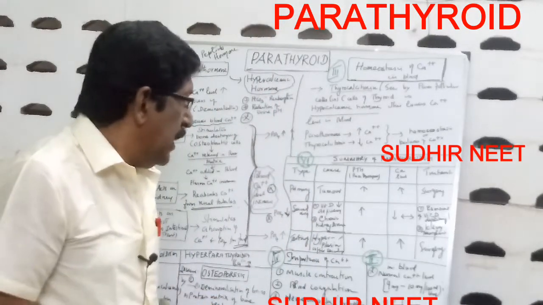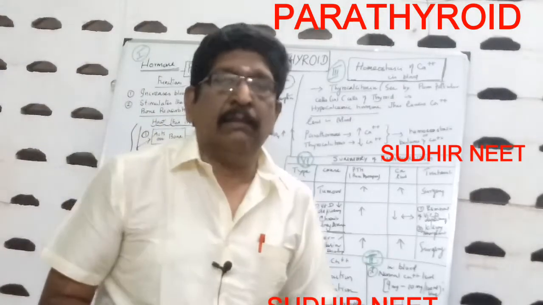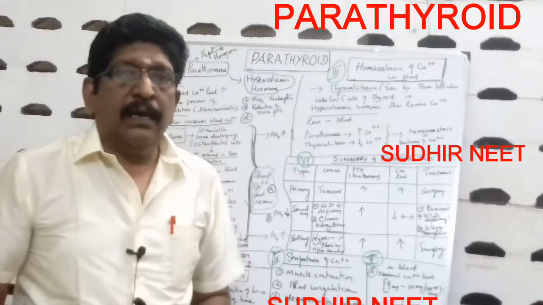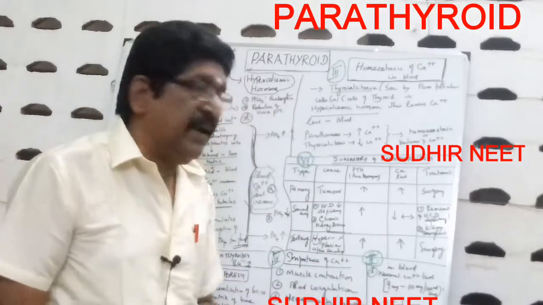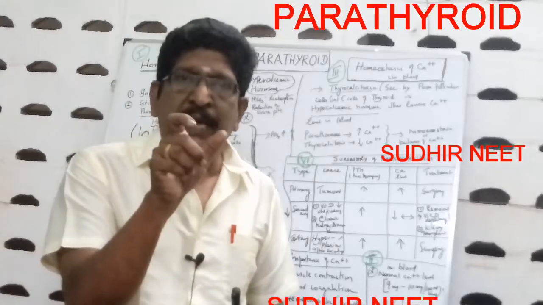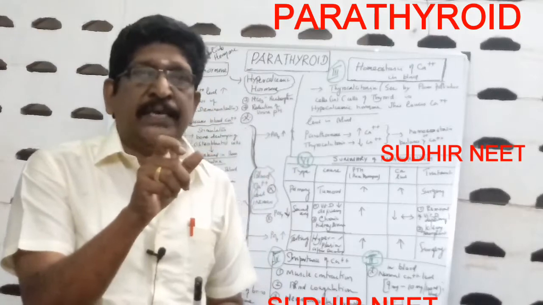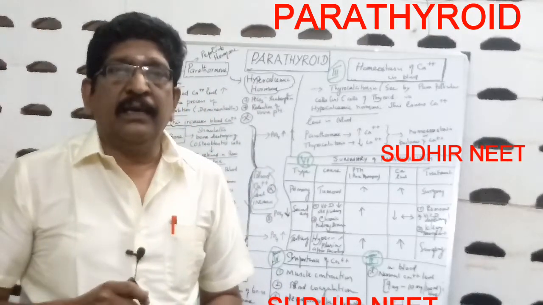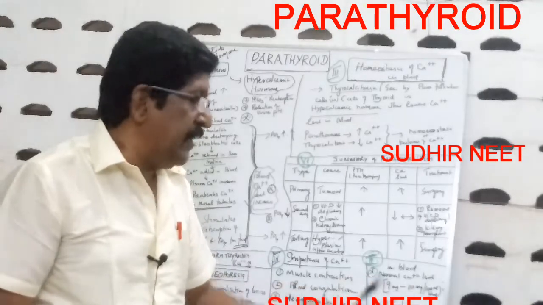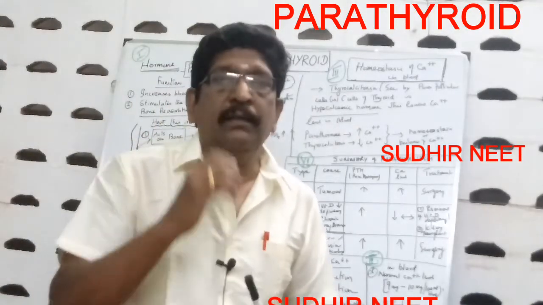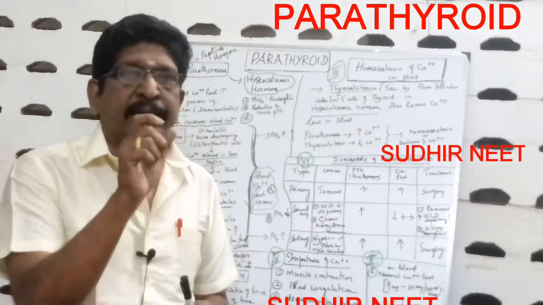Then, if you take the blood calcium level, it ranges between 9 mg to 10 mg per 100 ml of blood. So it's a very narrow range. 9 mg to 10 mg calcium per 100 ml of blood is the normal calcium amount. It's a very narrow range between 9 and 10.